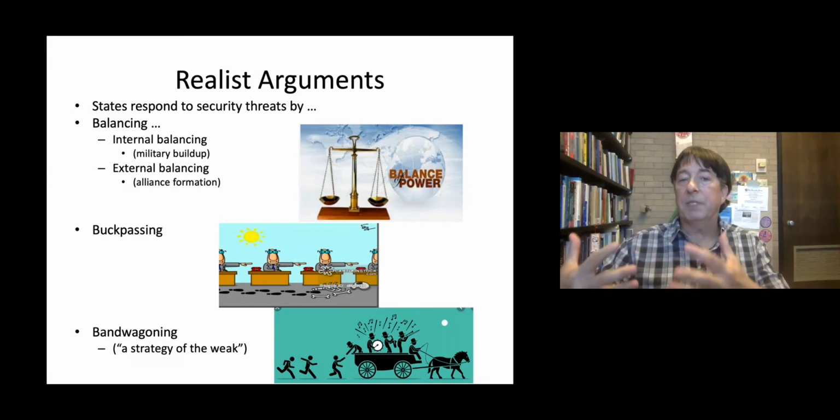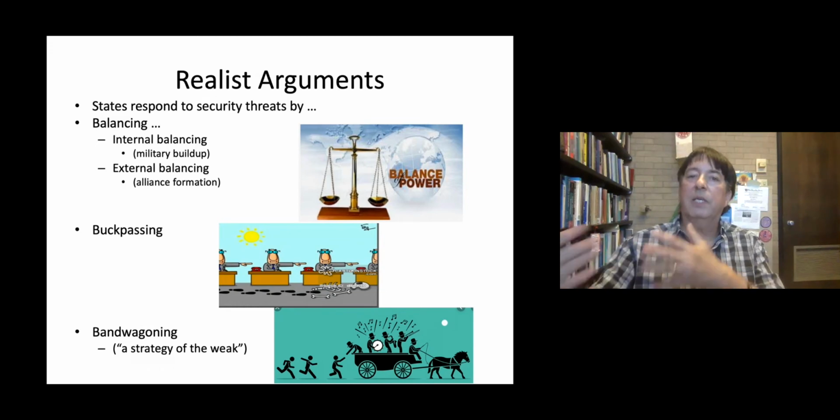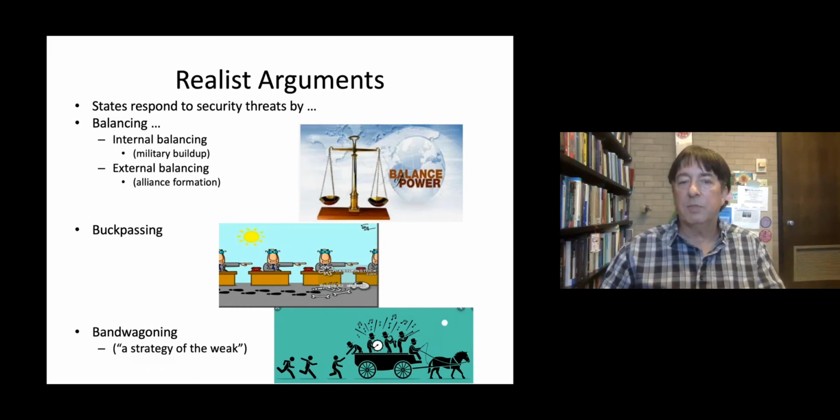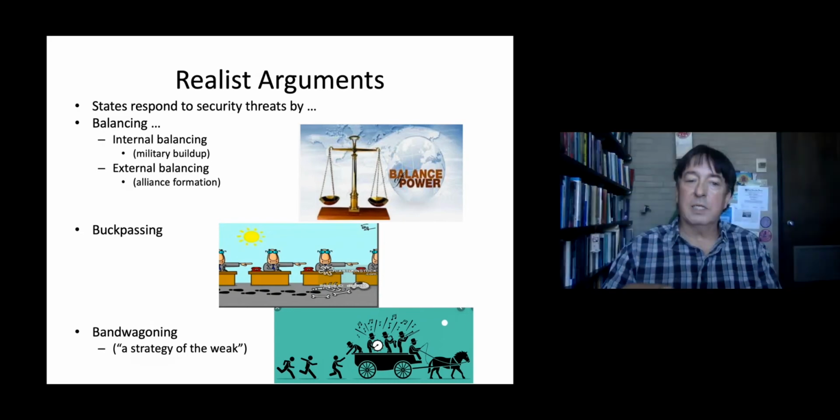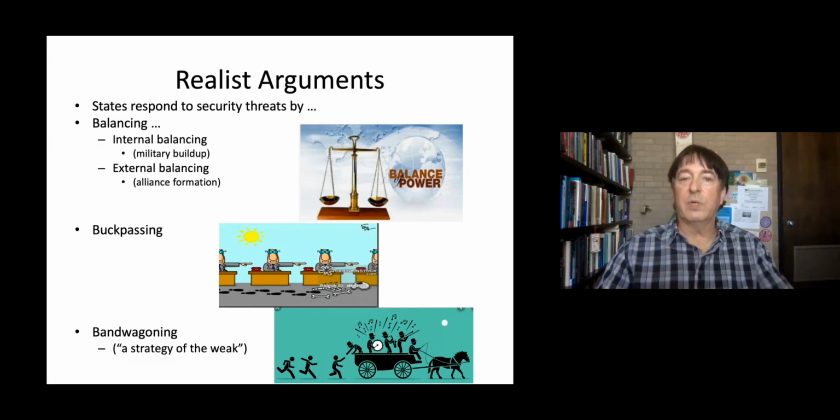Instead of standing up to them and resisting them, you basically accommodate them. You become conciliatory. You give up some of your independence and accede to the demands of the stronger power. So those are the three options. Countries, when they feel threatened, can balance, buck pass, and bandwagon. Usually, the stronger countries will balance, the weakest countries will bandwagon, and buck passing will depend upon whether there's anyone to pass the buck to.